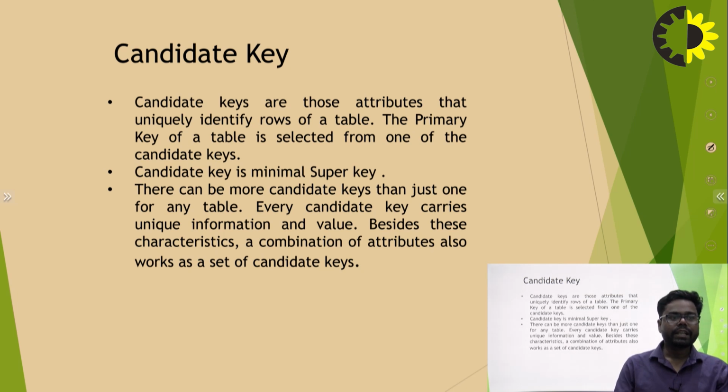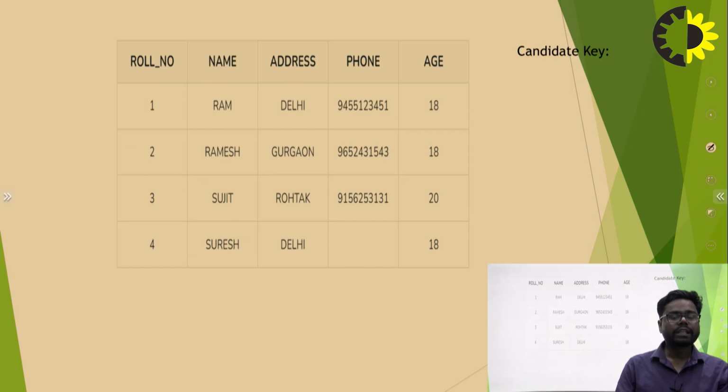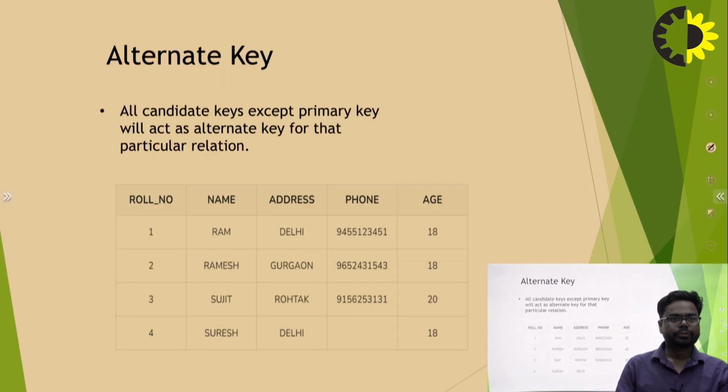Every candidate key carries unique information and values. Besides this, characteristics or combinations of attributes also work as a set of candidate keys. For this table, you can make the phone number and address candidate keys. Now alternate key: all candidate keys except the primary key will act as alternate keys for this particular relation. If you have chosen roll number as the primary key, then all the other attributes or columns are the alternate keys for this relational model.